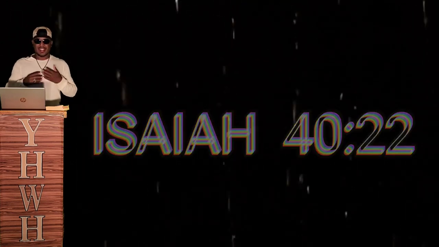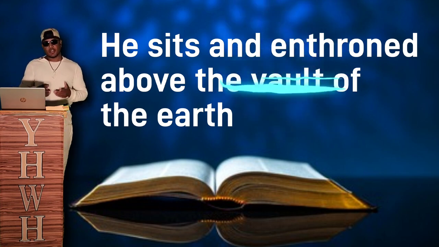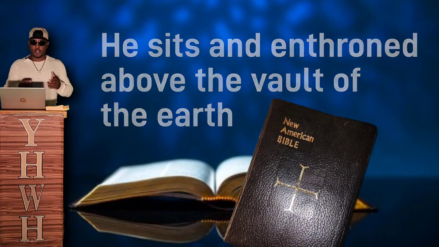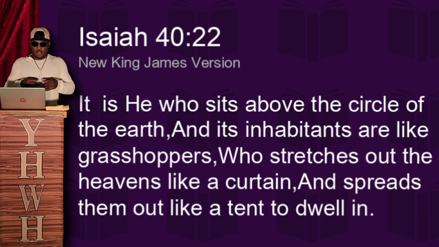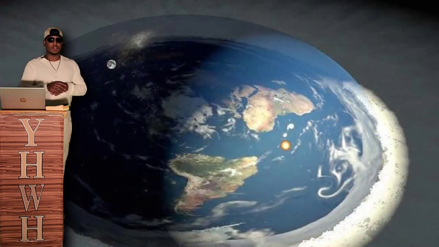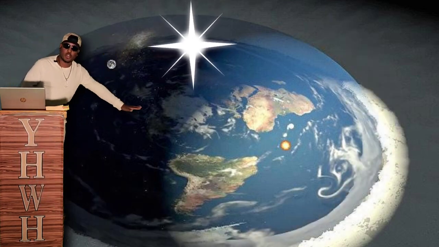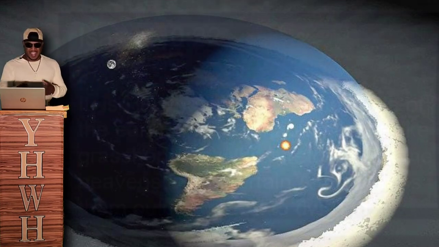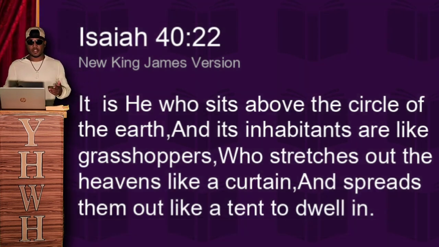Now follow me to Isaiah 40:22. He sits enthroned above the vault of the earth. That's the New American Bible. The vault, the arched roof, the ceiling. King James Version: It is he who sits above the circle of the earth. Circle is a two-dimensional flat plane. It's just a circle. And God's up here, and we're down here on this circular platform. All right. Its inhabitants are like grasshoppers. That's us. Who stretches out the heavens like a curtain and spreads them out like a tent to dwell in.